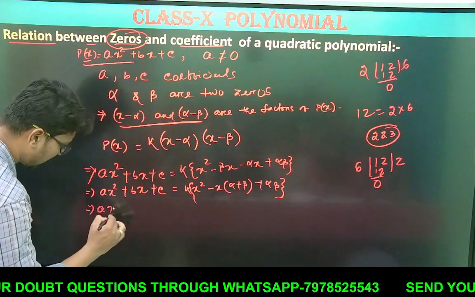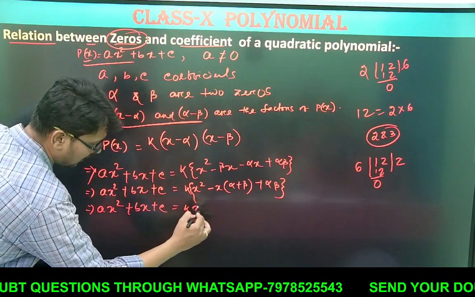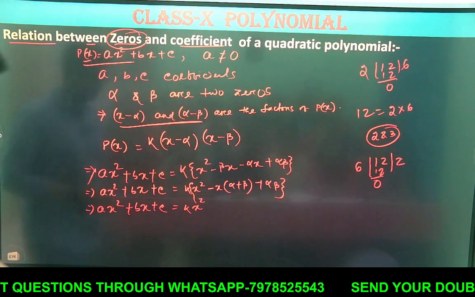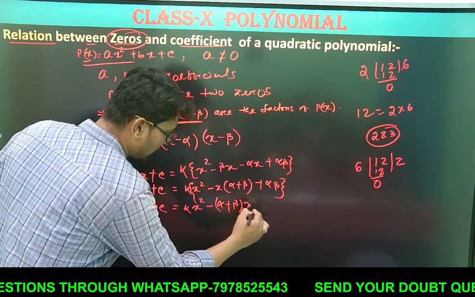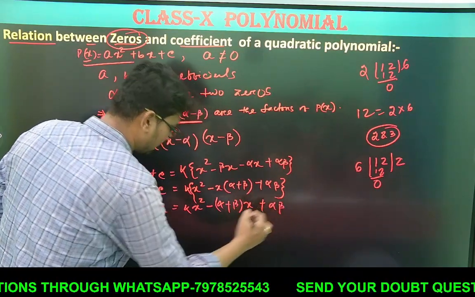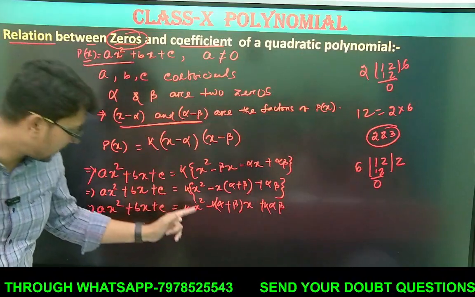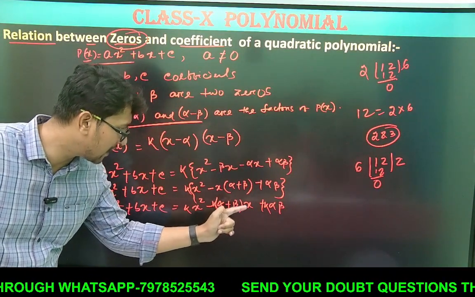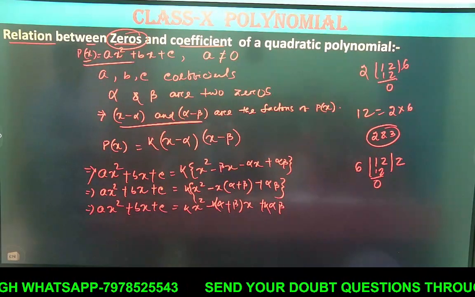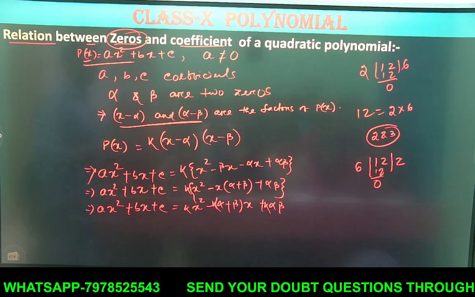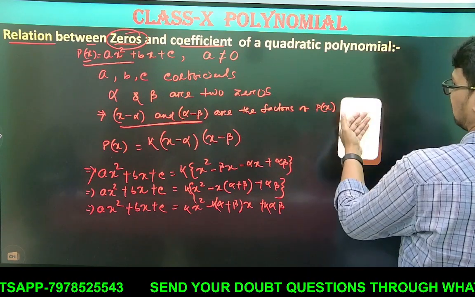Now ax square plus bx plus c becomes kx square minus alpha plus beta into x plus alpha beta. K multiplied in each case: kx square, k into minus alpha plus beta into x, plus k into alpha beta. Who has not understood? Everybody clear or not? Look at the answer and tell me. Who is unable to understand?